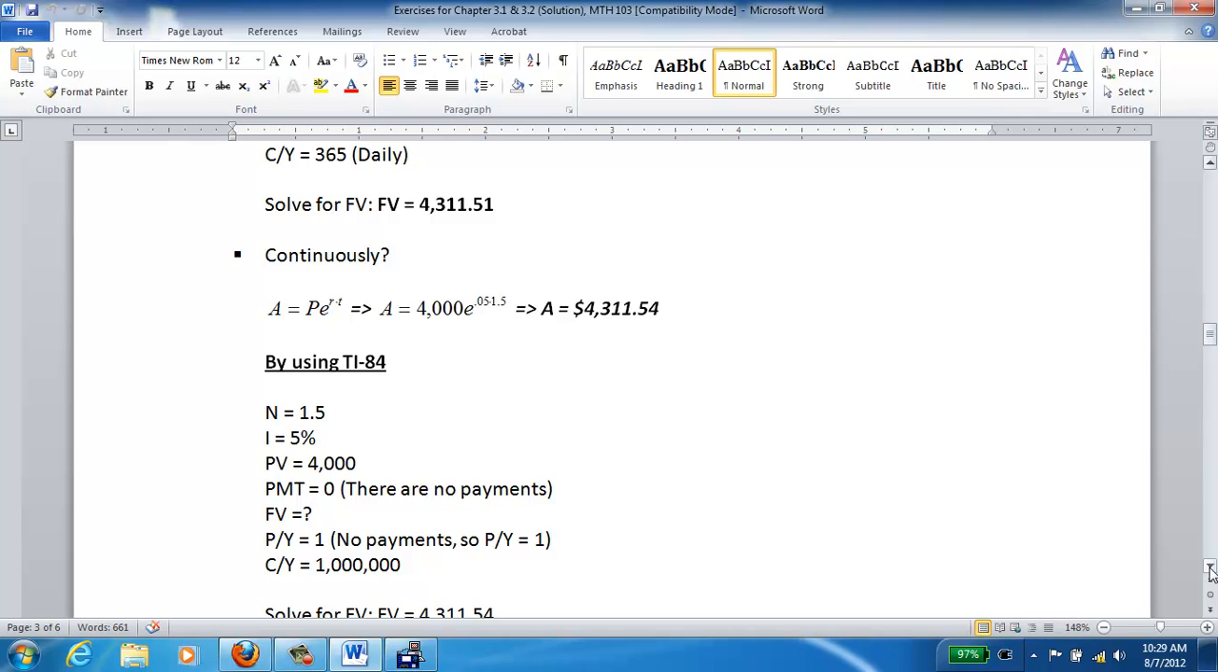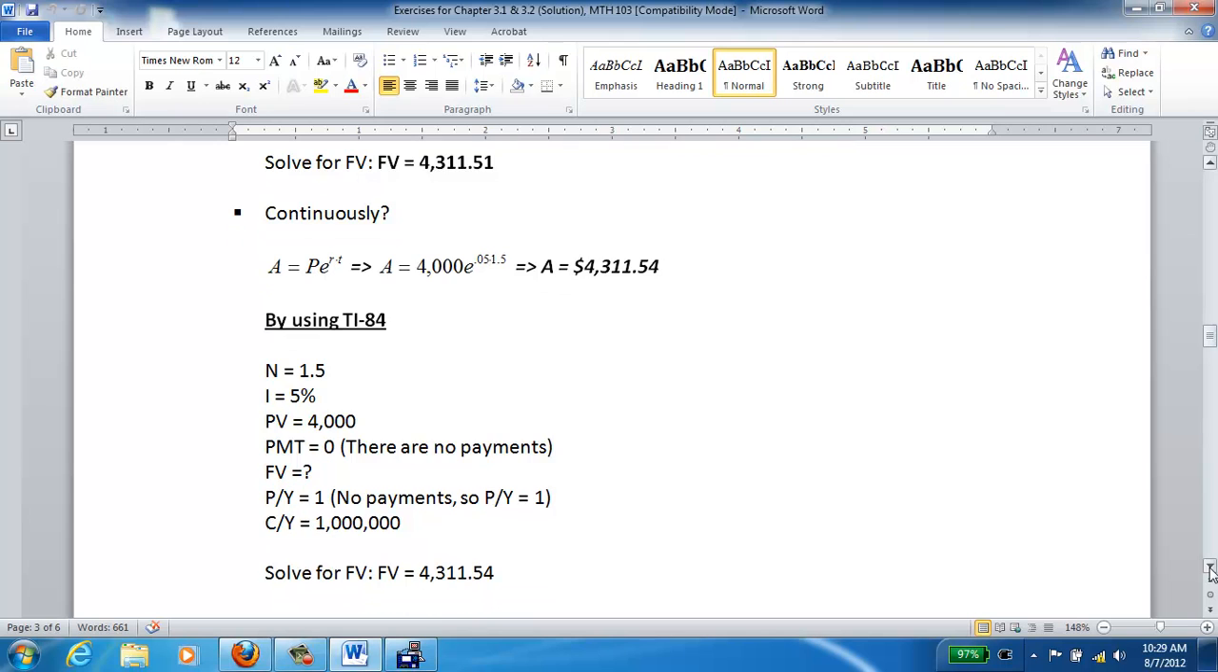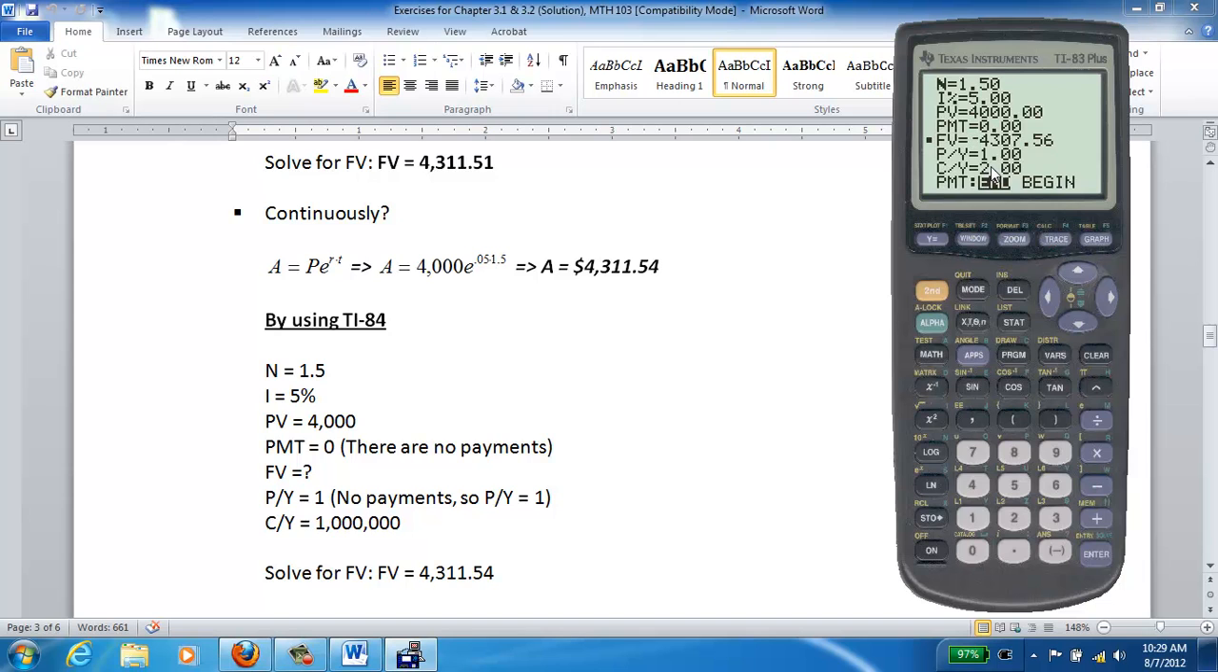And continuously, you can use the formula that I showed you, A is equal to P times e raised to the power of R times T, or for C/Y use a large number. Let's do this problem. So we can go to C/Y and use 1 million or 2 million, and that's it. Instead of using the formula, you go to future value, Alpha, Enter, everything else is the same, and this is the answer, 4,311 and 54 cents.